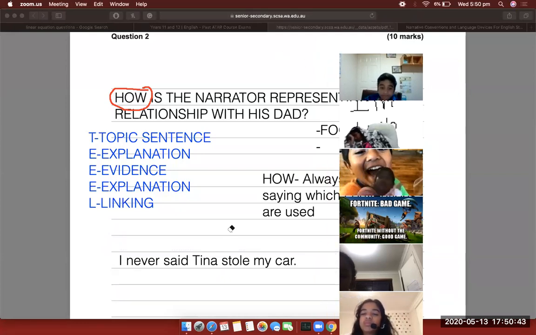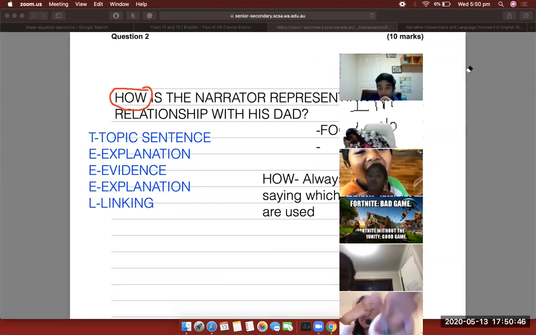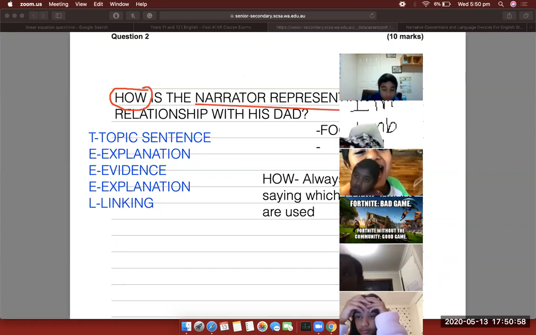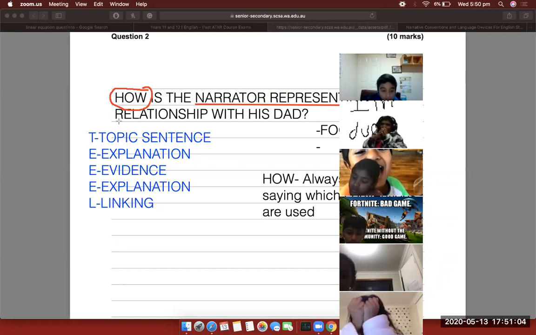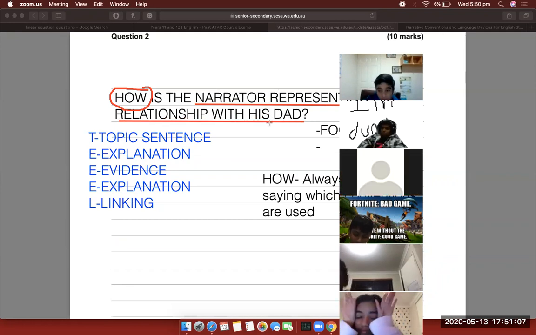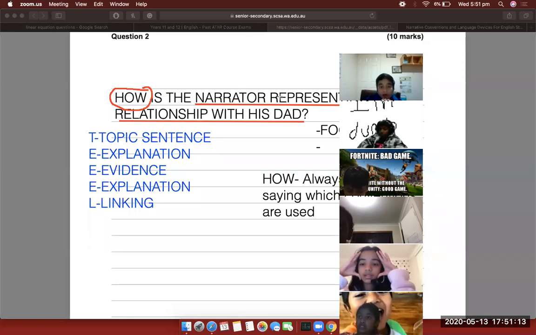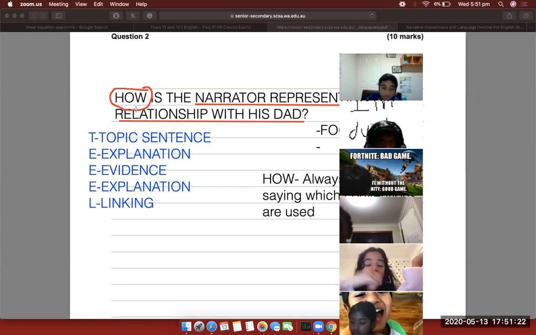So when you have the word how, it's asking for which narrative conventions are being used. Next, how is the narrator representing his relationship with his dad? So you have to talk about the narrator's perspective and his relationship with his dad. Very obvious. Straightforward question. The narrator tells us about the relationship with his dad by using certain conventions. So we have to answer it by saying the narrator uses this, this, and this convention to represent his dad in this and this and this way. Do you guys understand?